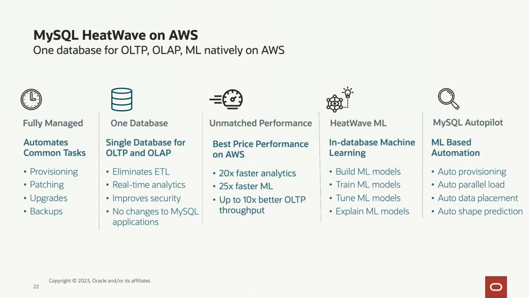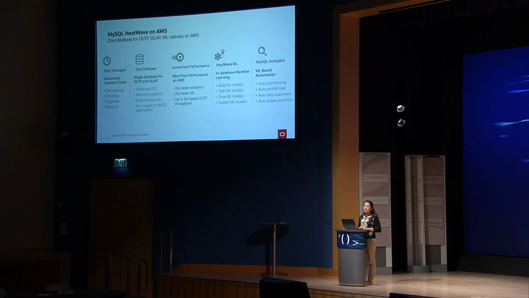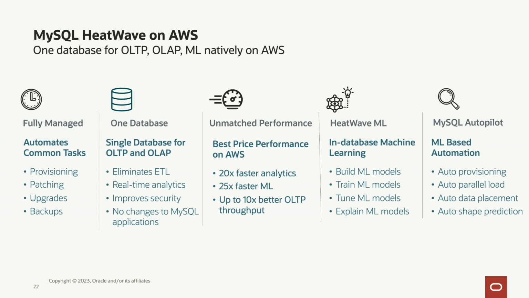We want to eliminate ETL and provide real-time analytics. We want to provide the best price performance, whether in OCI or AWS. We provide in-database machine learning capability so that users can make use of the MySQL data, create machine learning models, and provide them to the end users. And also automation based on machine learning so that we can automatically improve system performance, scalability, and usability for our users. With that, that's the end of my talk.